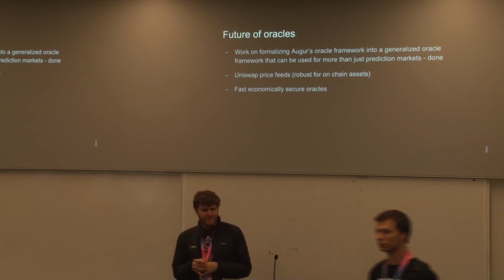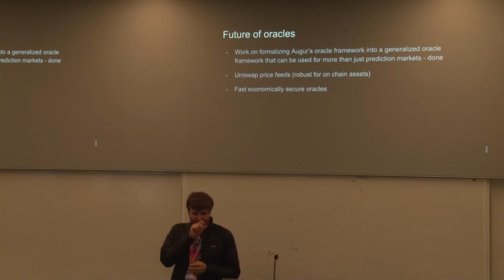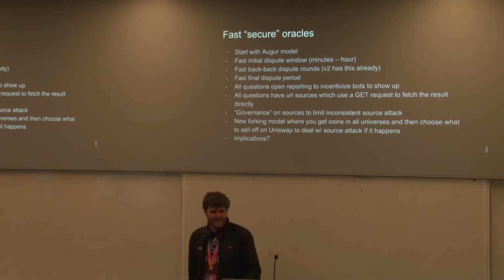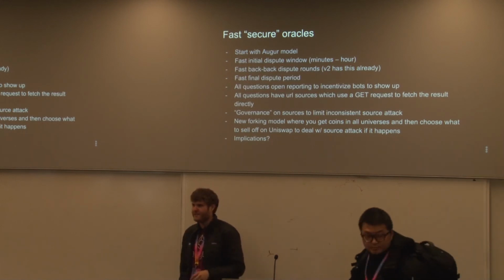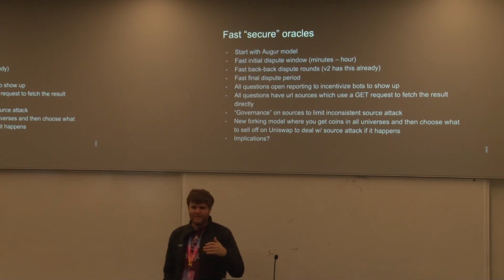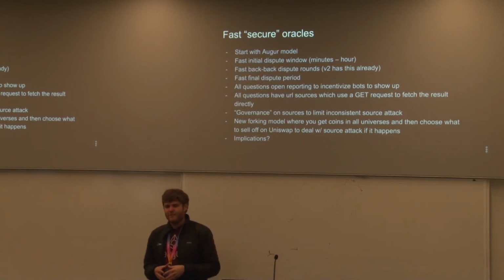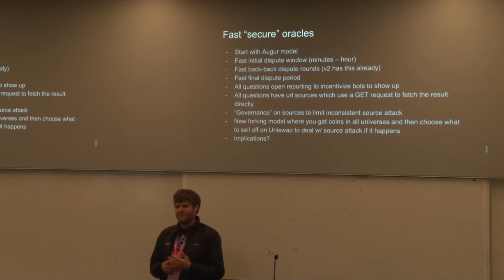And the last piece is fast, economically secure oracles. This is just an idea I've been playing around with at a very high level. You would start with the Augur model, make dispute windows much faster, basically make everything a lot faster, and switch everything to using bots. Augur is mostly human-based, but in this model you would use bots that fetch the results and report them.